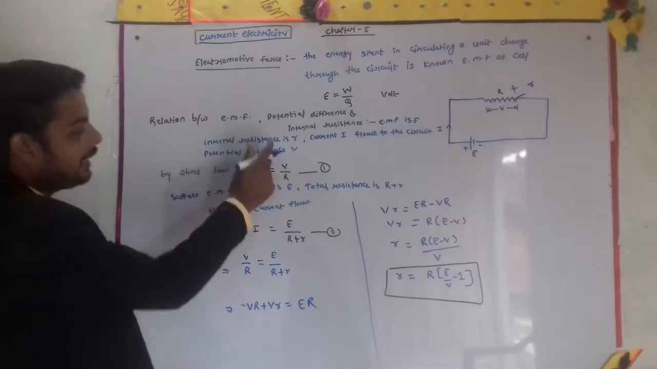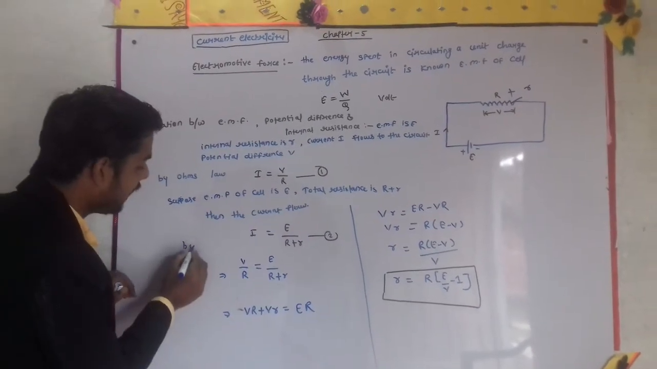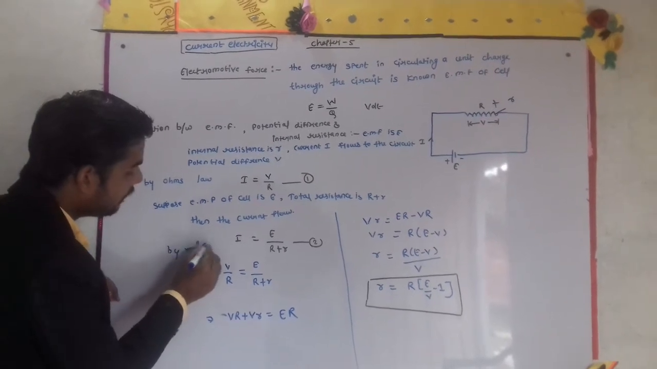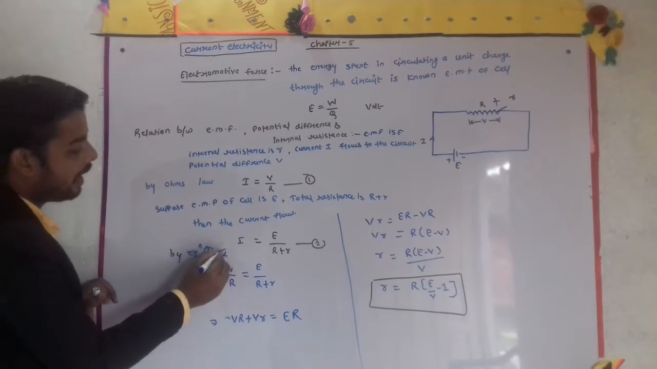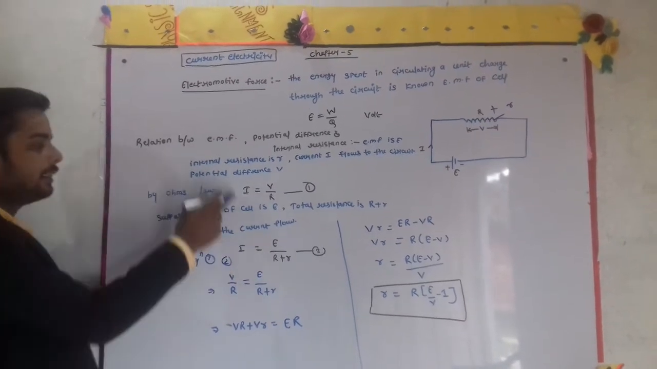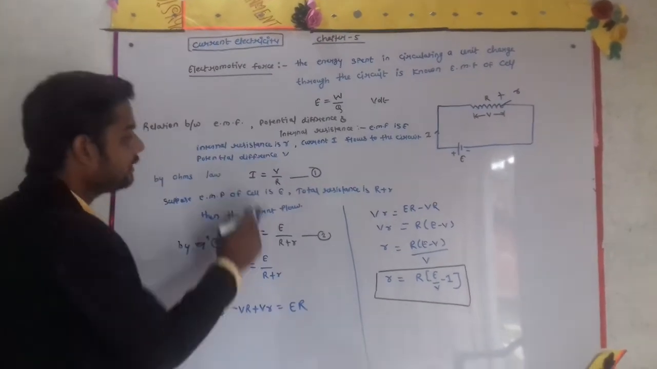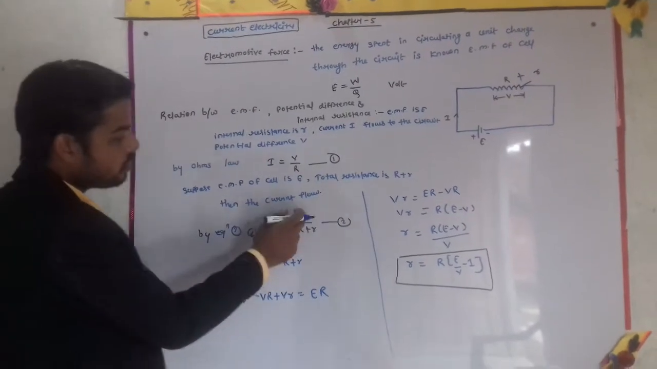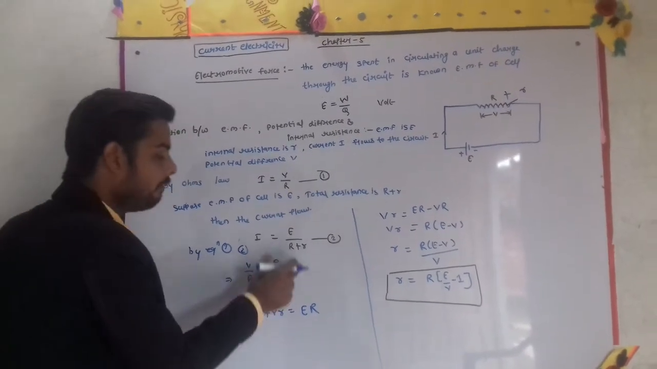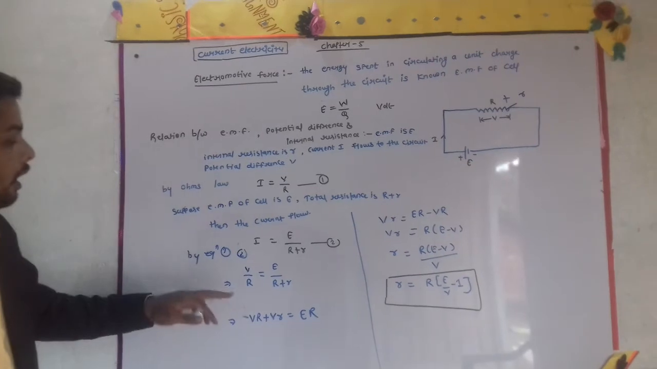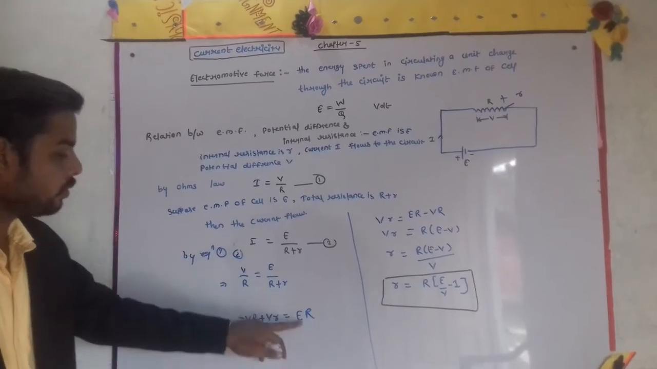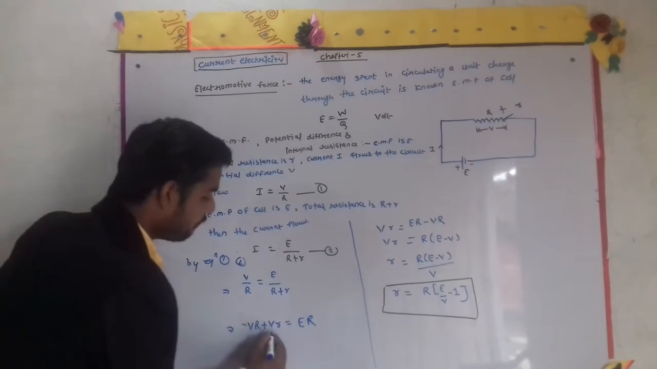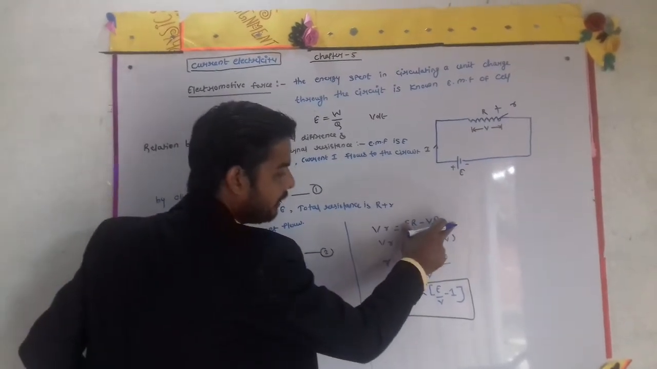So we'll combine equation first and equation second. The left hand sides are equal, so we'll compare the right hand sides. V upon R equal to E upon R plus r, which is our total resistance. So we'll cross multiply: VR plus Vr equal to ER. We transform it to Vr equal to ER minus VR.